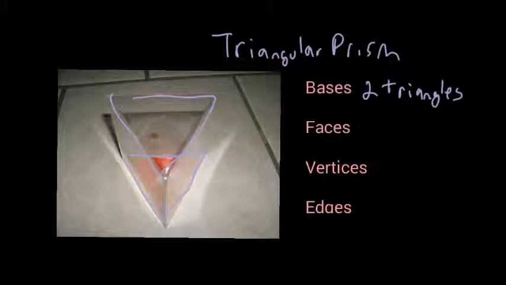So on this we have the two bases, which are faces, and then the 3 sides, which are faces. So that makes 5 faces. Vertices, we got 1, 2, 3, 4, 5, 6. And then edges, we got the 3 on top, 3 on bottom, and then 3 sides. So that makes 9 edges.